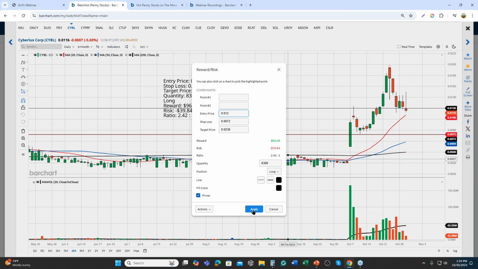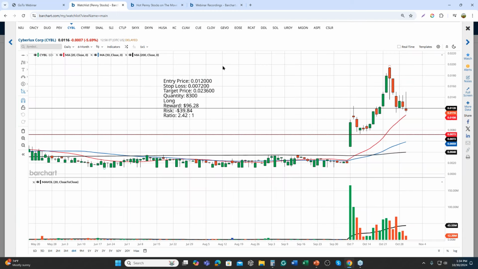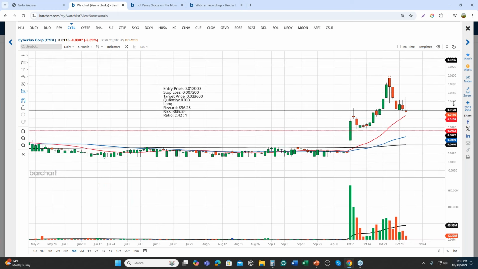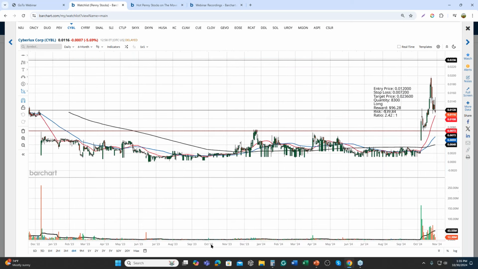So then I can just click the applied button. And then once I get to the applied button, I just click on the chart and boom, this little box will show up and it shows us exactly where our stop would be, where our entry would be, and where our target would be.